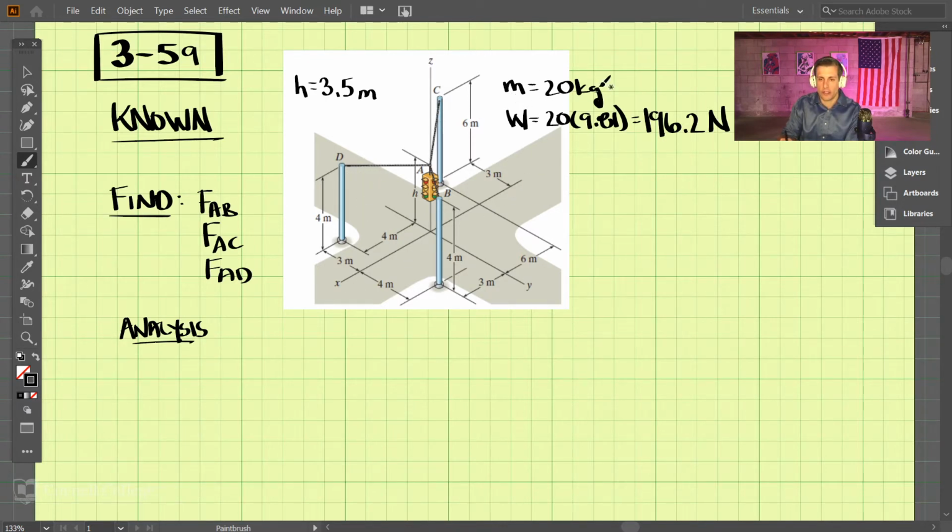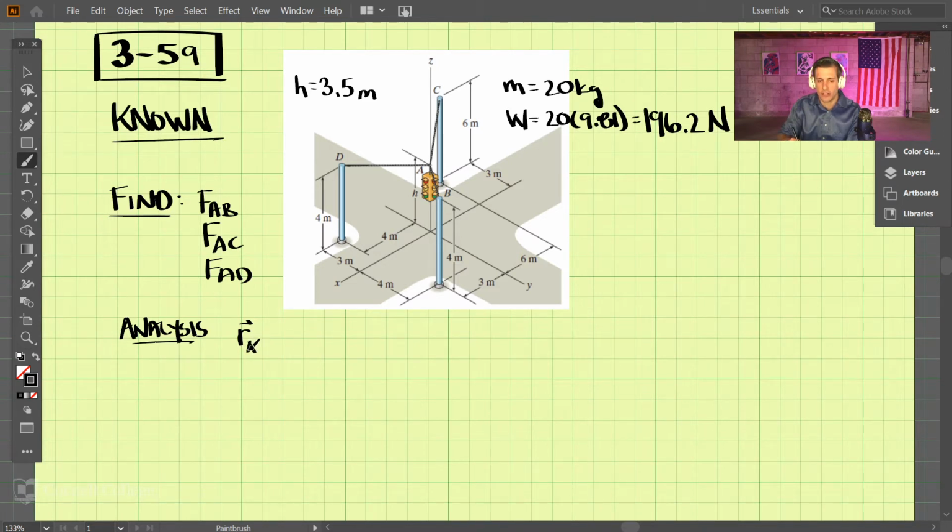And we're given that the traffic light mass is 20 kilograms, and I've already transferred that to the weight, or a force, which is 196.2 newtons here. And so let's get started with this. So really what we want to do is find the direction of each one of these cables. The first step is to find the position vectors from where they're attached to the traffic light to the poles that they're connected to.